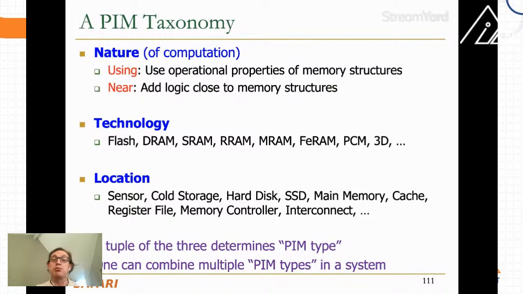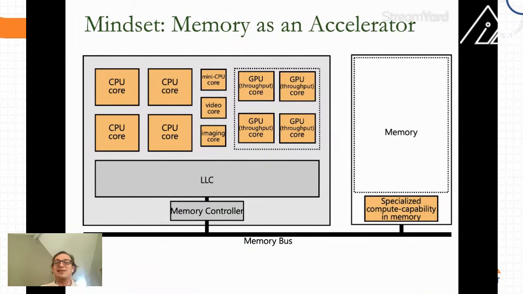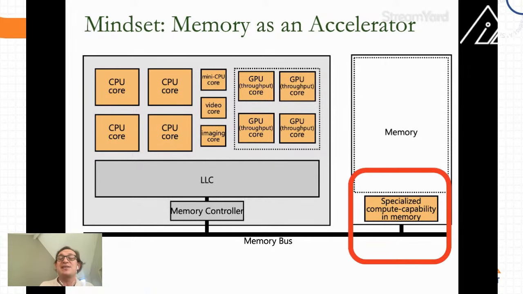And I think we need to develop programming models to take advantage of these heterogeneous computing devices that exist all over the system. I'm going to talk about that. But we're going to start simple. We're going to basically think about memory as an accelerator. So you have this memory, and you have some compute capability inside the memory, either using or near memory. And we're going to treat this as an accelerator.